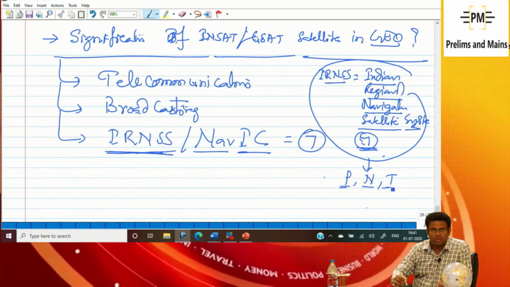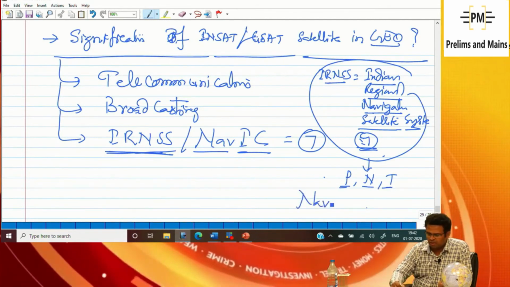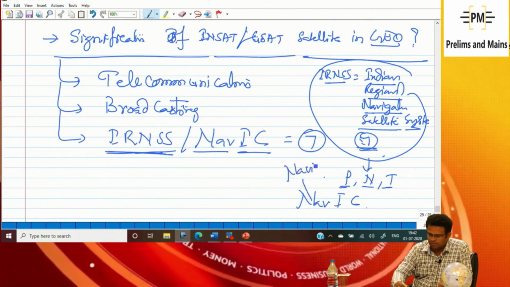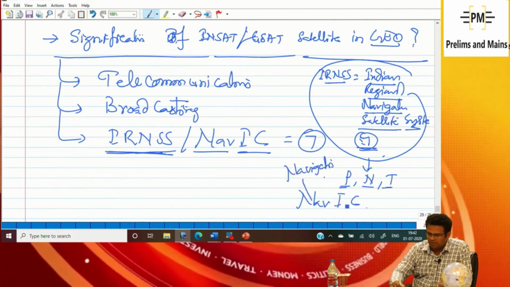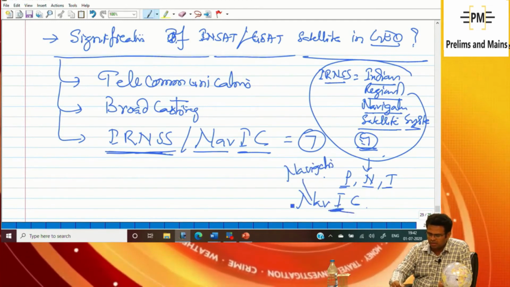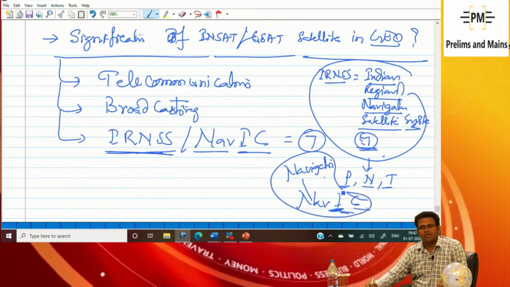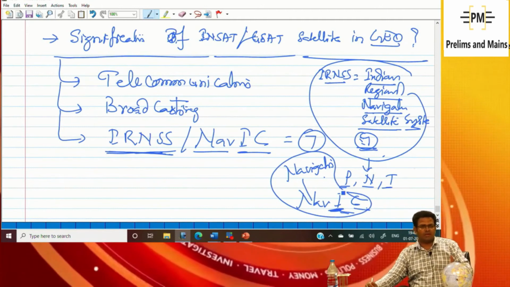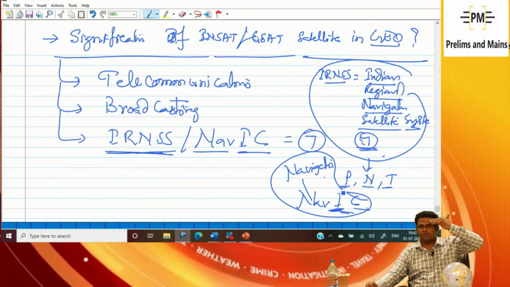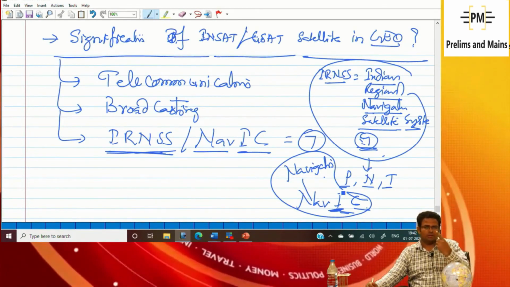Okay, so these 3 things are, and it is known as NAVIC. NAV means navigation, I for Indian, C for constellation. It is this group of 7 satellites together known as navigation of Indian constellation. So all 7 IRNSS satellites together are known as NAVIC.